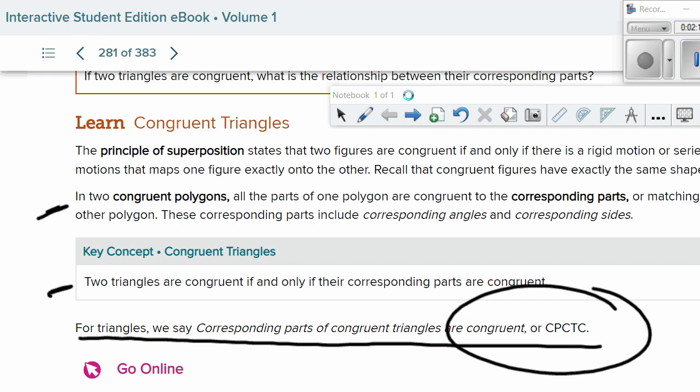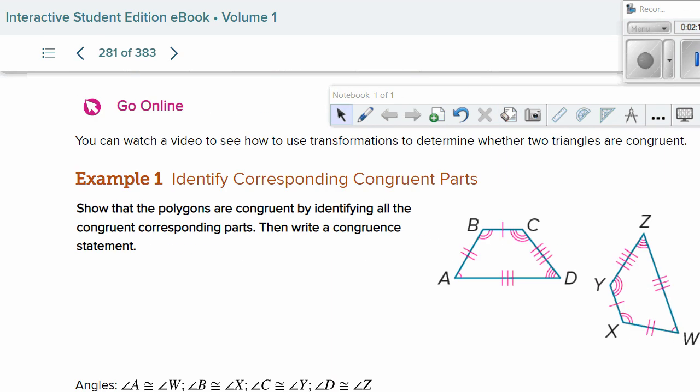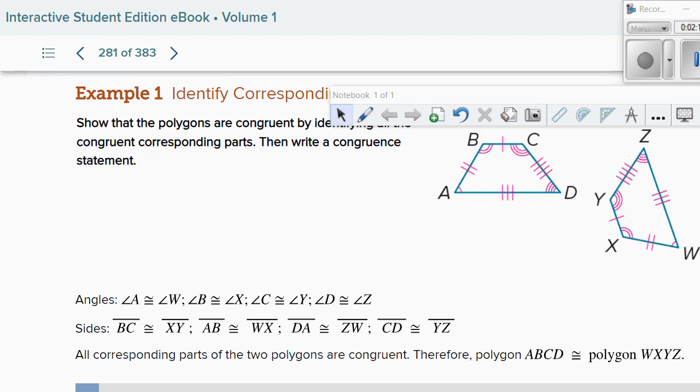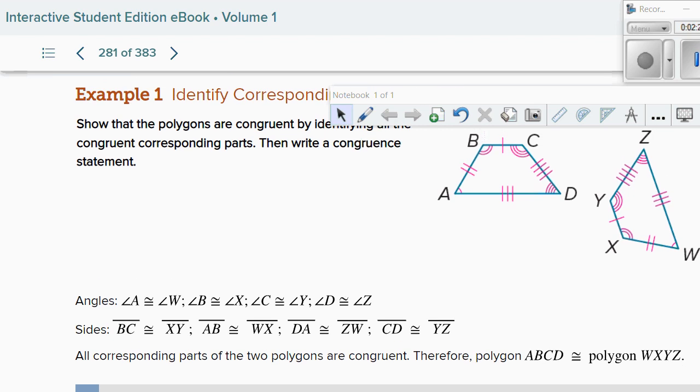All right. If we come down here, look at this first example. They kind of did it for us, but we've got these two trapezoids, and they're saying that they're congruent, or they want us to determine if they are. And if they are, then we have to write something called a congruence statement or a congruency statement. Okay, and this is the example that we need to do.